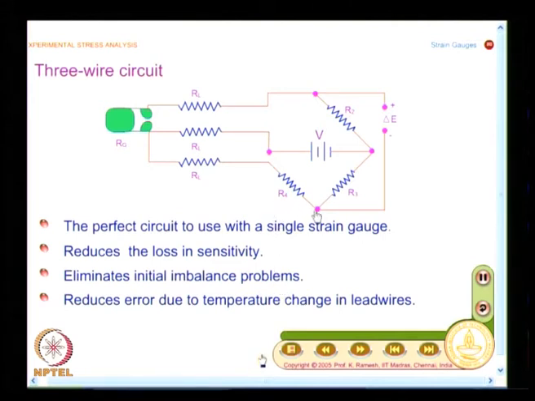You have to intelligently look at it, I have adjacent arms, the adjacent arms cancel each other. So, what is done here is, for this arm I have one resistance RL, and for this arm I have another resistance RL. So, when I have 3 lead wires, you have one lead wire attached to one of the arms, you have another lead wire attached to another arm. Thus, it eliminates initial imbalance and also reduces error due to temperature change in lead wires, because adjacent arms cancel each other.